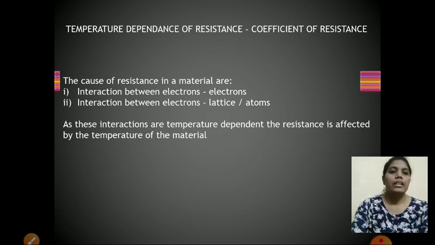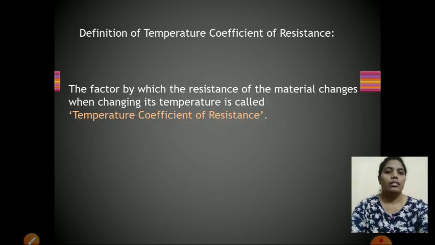Next, temperature dependence of resistance, or simply the temperature coefficient of resistance, which depends upon the temperature. The cause of resistance in a material is the interaction between electrons, and the interaction of electrons with the lattice or with the atoms. As these interactions are temperature dependent, the resistance is affected by the temperature of the material.